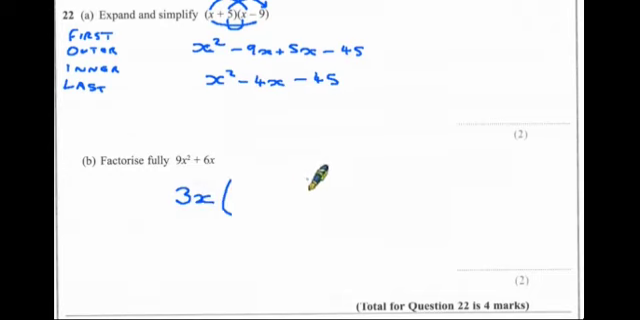Now we open our brackets. We need to ask ourselves, what do I need to multiply this term by to go back to what it was? So what do I need to multiply the 3 by to get back to 9?